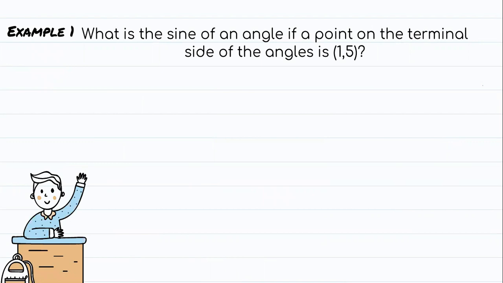So let's have some examples for us to apply the circular functions. Example number 1. What is the sine of an angle if a point on the terminal side of the angle is (1, 5)? So what are the steps we need to do?